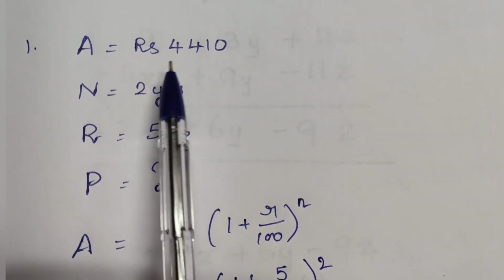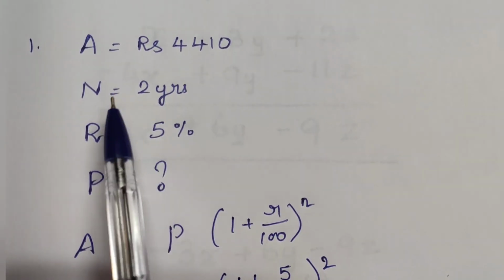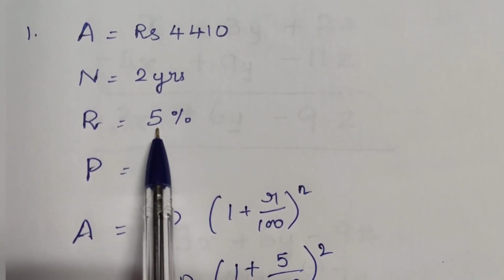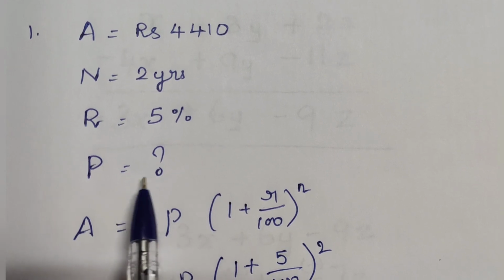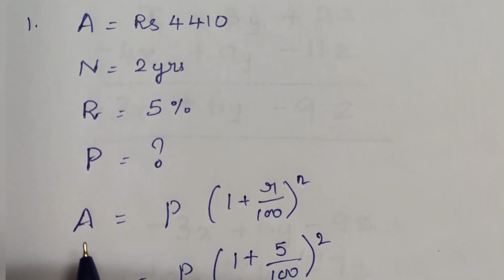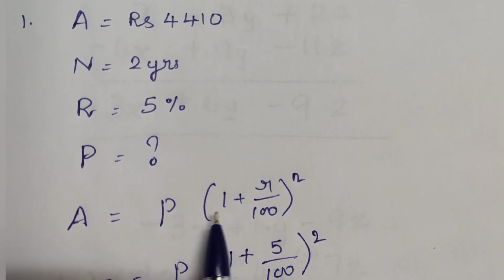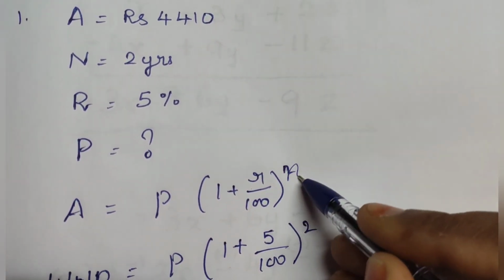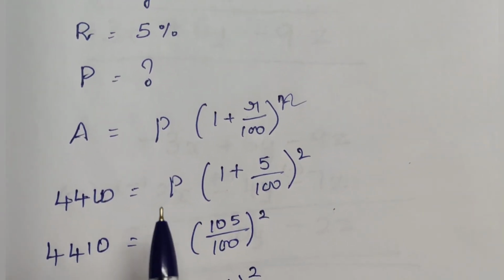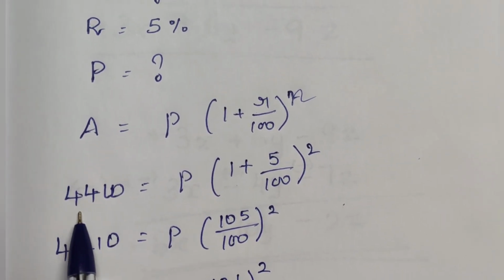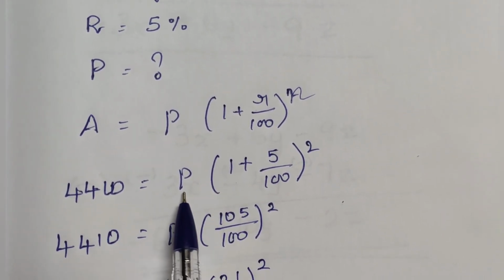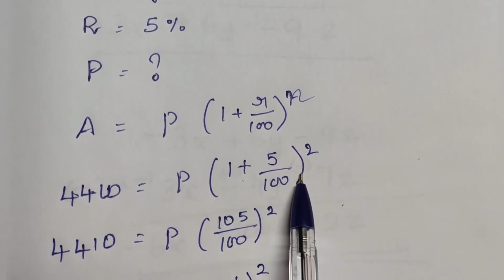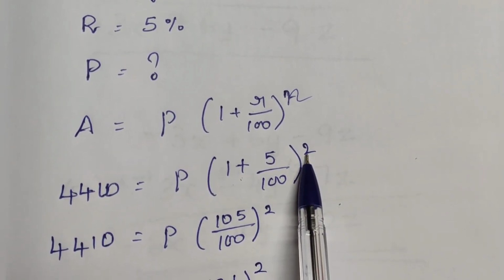Amount is given as rupees 4,410. Number of years, 2 years. Rate of interest, 5%. Principal is what? We know that amount is equal to P into 1 plus R by 100 power n. So what is the amount? Substitute 4,410 equal to P into 1 plus rate of interest 5 by 100 whole power number of years 2.